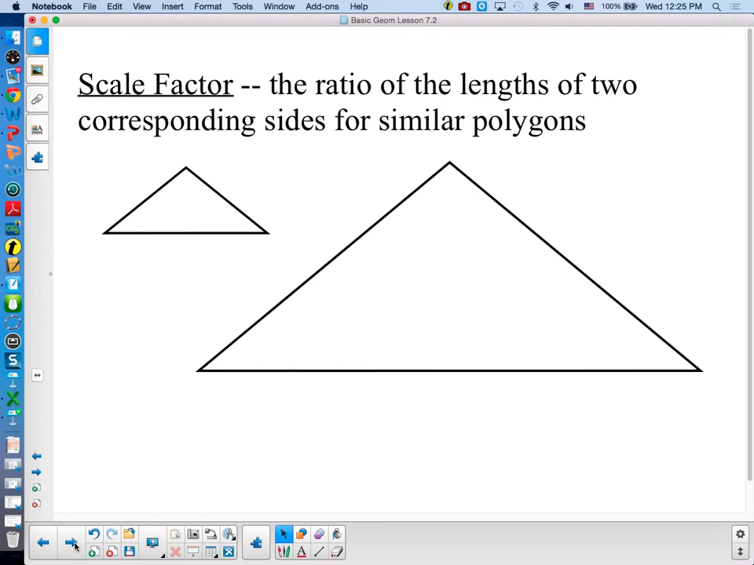Okay, scale factor. The scale factor is the ratio of the lengths of two corresponding sides for similar polygons. So what I was just doing with you, looking at the sides that matched up and what their ratio is, that is what the scale factor is.